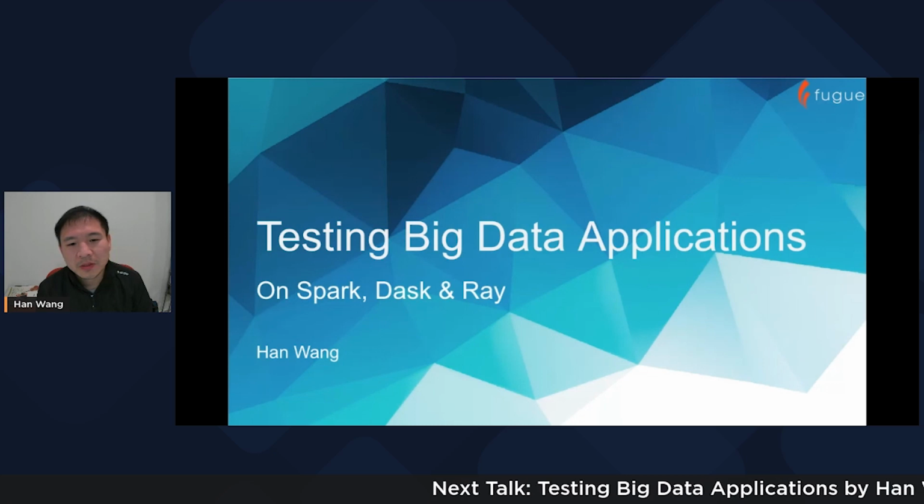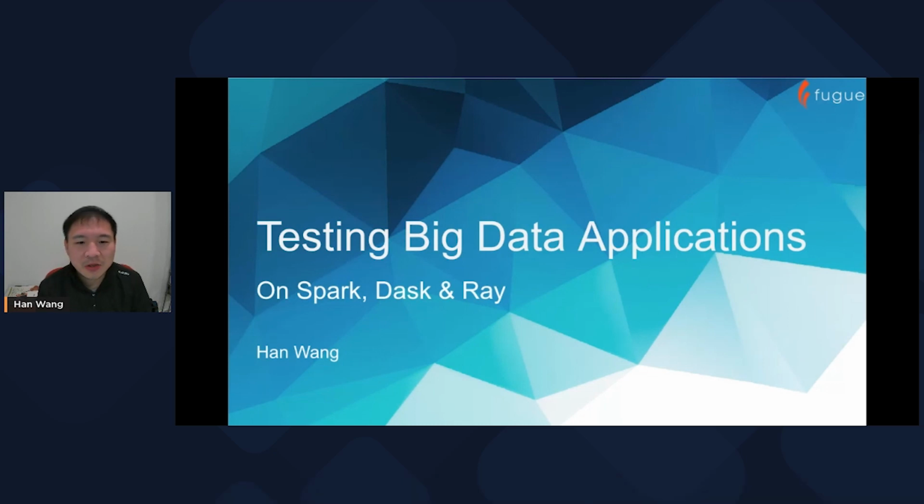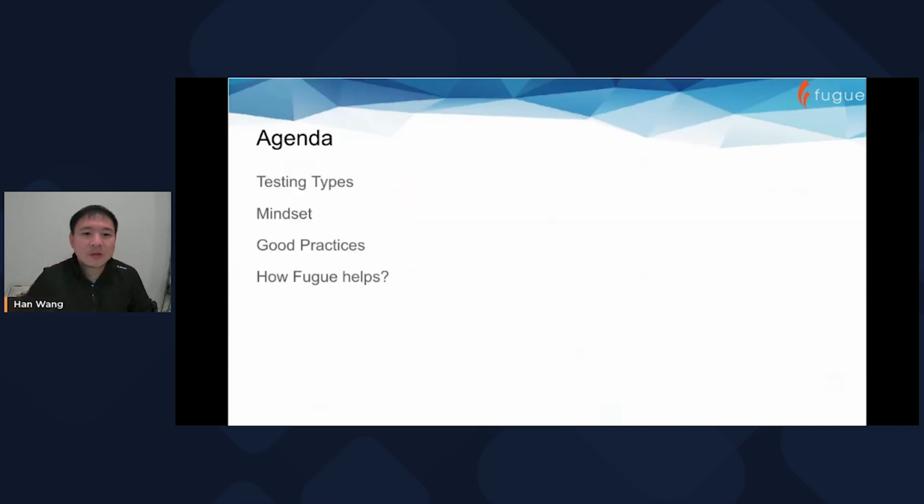Today, we want to talk about testing big data applications on Spark, Dask, and Ray. So in this talk, we will first have a quick discussion about the general testing types, and then we will talk about the mindset and good practices. In the end, we will have a brief introduction to Fugue and see how Fugue can help test big data applications.